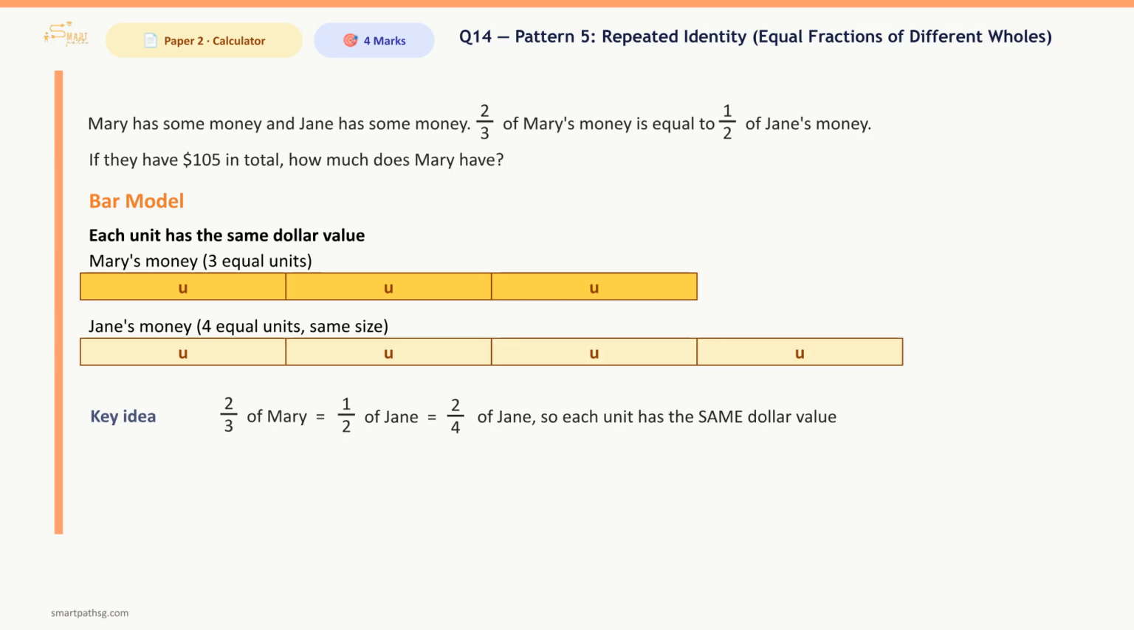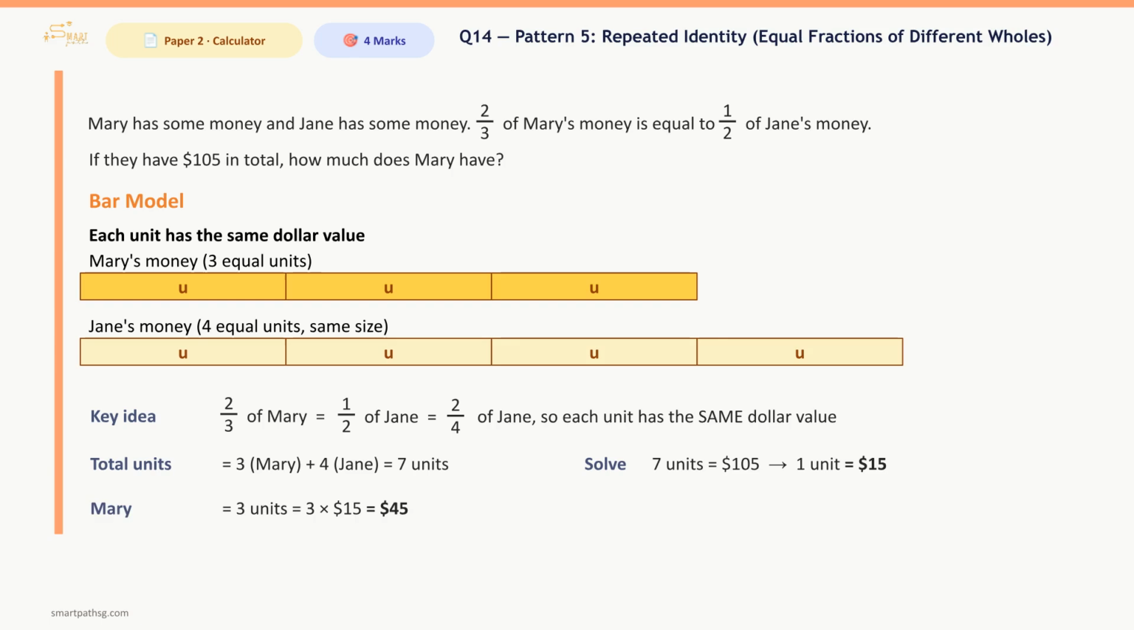Next, use the total. The question tells us the total is $105. That $105 represents the total number of units. 3 units plus 4 units equals 7 units in total. If 7 units equals $105, we find the value of 1 unit by dividing $105 by 7. That gives us $15 for 1 unit. Finally, the question asks for Mary's money, which is 3 units. 3 units times $15 gives us $45.